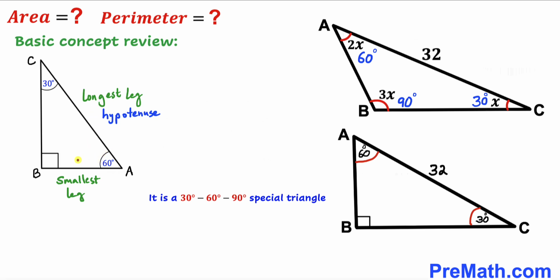In such a special 30, 60, 90 triangle, the longest leg is always twice the smallest leg. In other words, if the smallest leg is 1 unit, then the longest leg is going to be 2 units, and the third leg is going to be square root of 3. So in general, if the smallest leg is A, then the longest leg is going to be 2 times A, and the third leg has got to be A times square root of 3 units. Now we can see our smallest leg is AB, so that is going to be A. This longest leg AC is going to be 2 times A, and this third leg has got to be A times square root of 3.